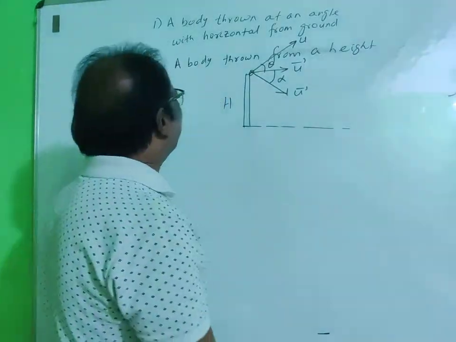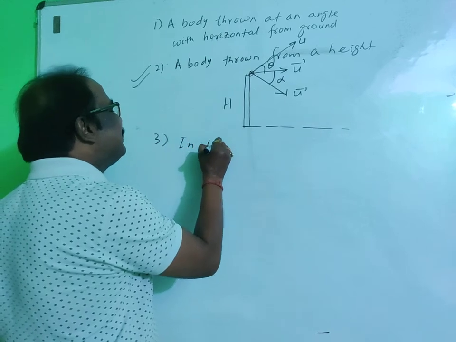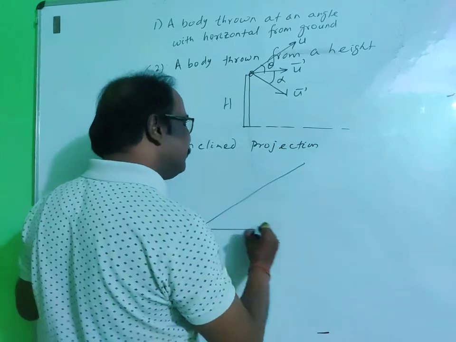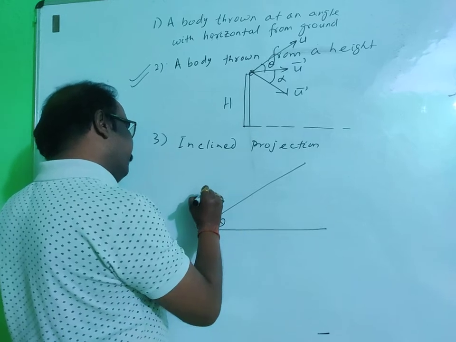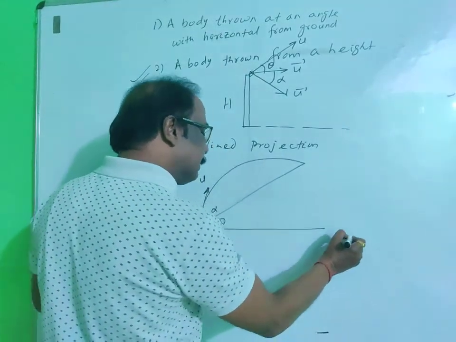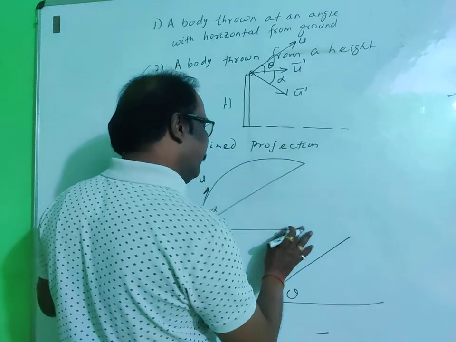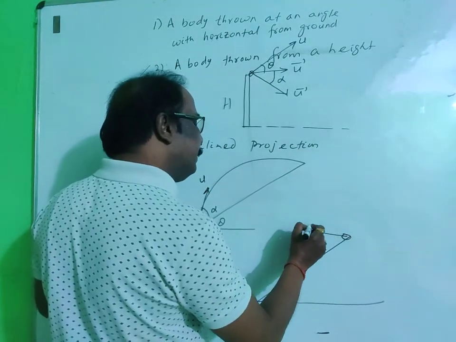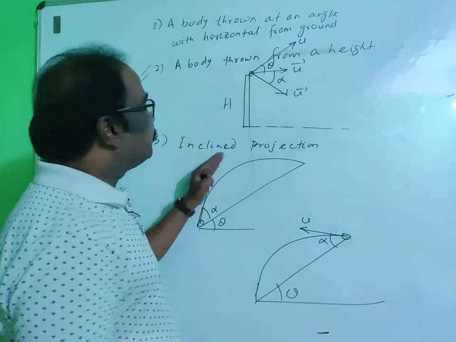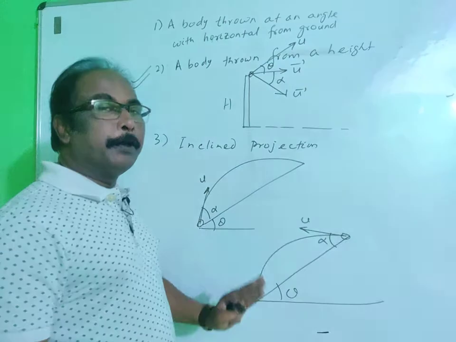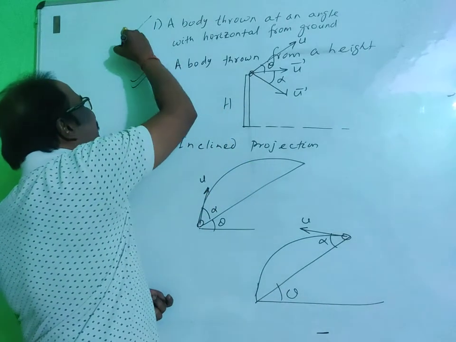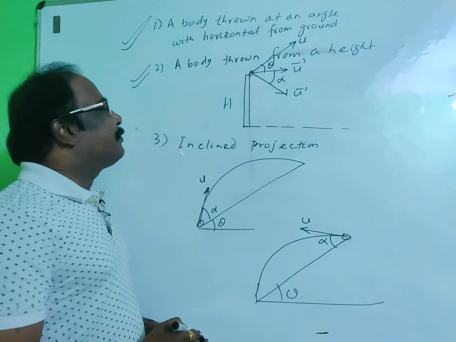Okay. So, number 3, inclined projection. See, this is an inclined plane. A body is thrown from this plane, let us say making an angle alpha with a velocity, it will move on the plane. Or you may consider this is an inclined plane. Body is thrown from the inclined plane, making an angle. This body is moving up the plane and this body is moving down the plane. So there are different types of projectiles to be discussed, but in this lecture we will discuss this first one: a body thrown at an angle with horizontal from ground.